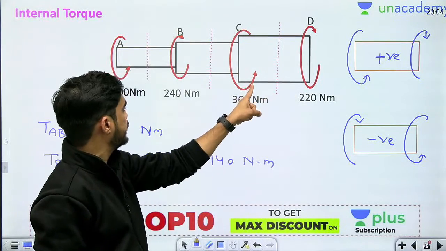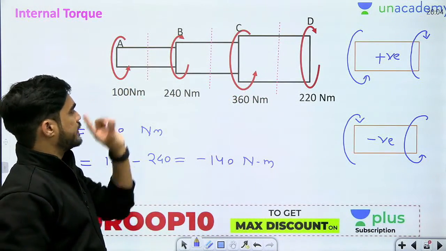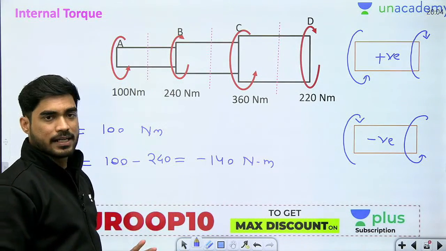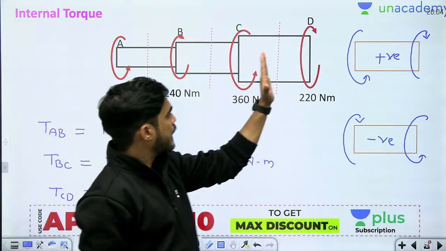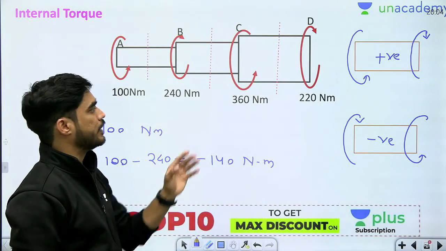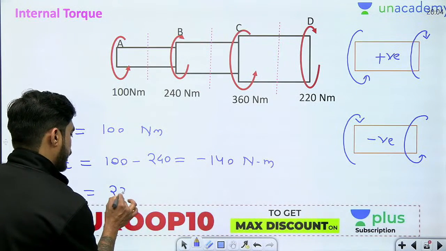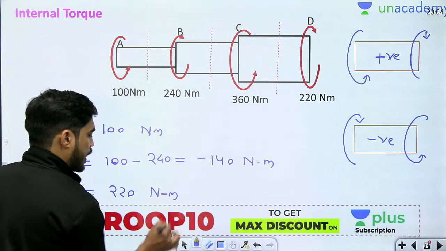तो left से 360 and 100 will be positive, 240 will be negative. 360 plus 100, 460 minus 240, 220. Right से, sorry, 360 plus 100, 460 minus 240, 220, and right से 220. So beta, this will be 220 Newton meter.